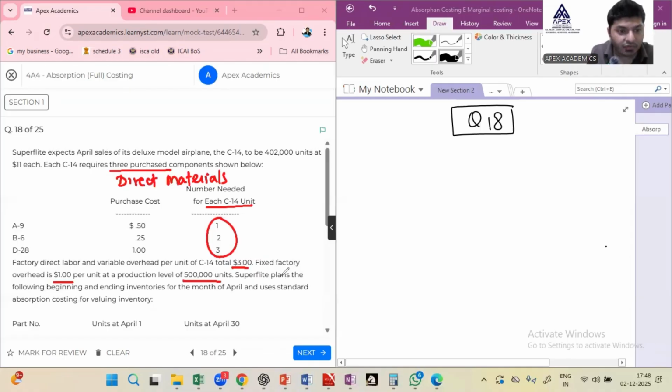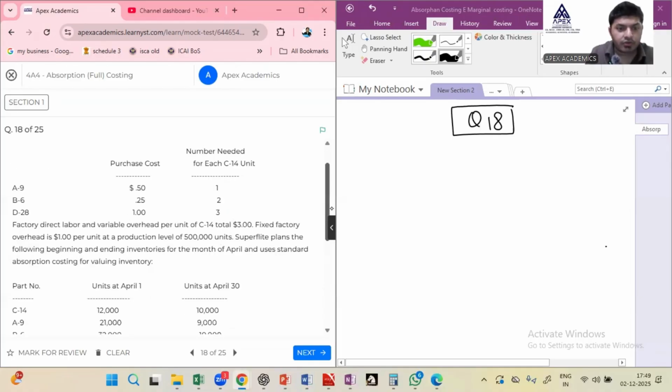Superflight plans the following beginning and ending inventories for the month of April, and it uses standard absorption costing for the valuation of its inventory. So for C14, it says that the opening stock is going to be 12,000 and the closing stock is going to be 10,000. Now please try to understand where we are coming from.